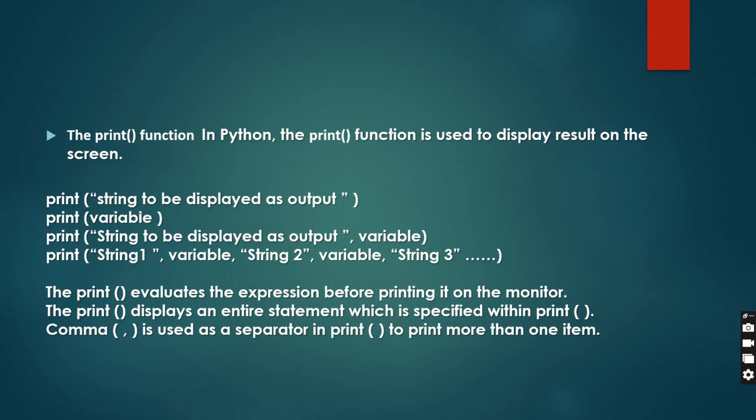So how to use this? We can make use of print with a string, what you want to display. If you want to print the value of a variable, you can make use of print with the variable. If you want to combine both string as well as variable, you can combine both. The print evaluates the expression before printing it on the monitor. So before printing, we have to evaluate the expression. And the print displays the entire statement which is specified within the print. The comma is used as a separator in the print statement to print more than one item. So if you want to print more than one item, you can make use of the comma here.